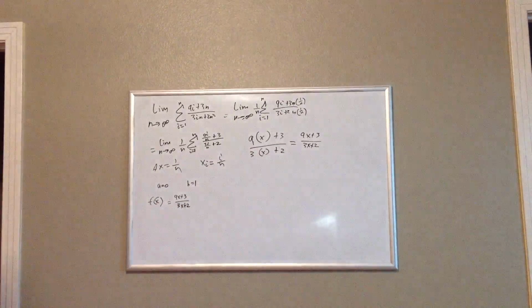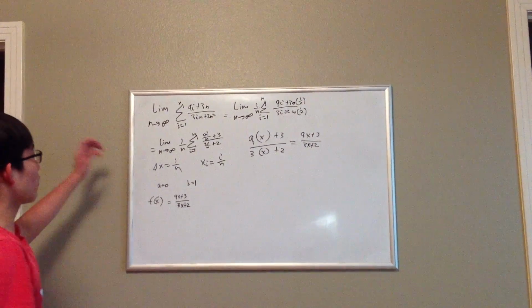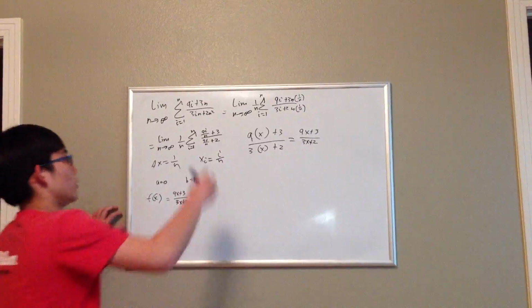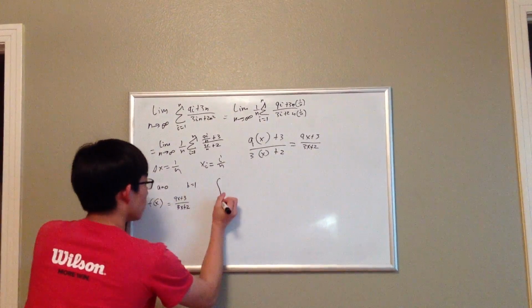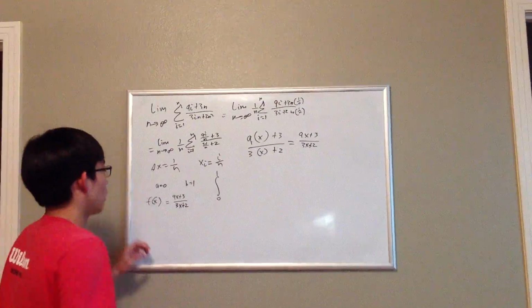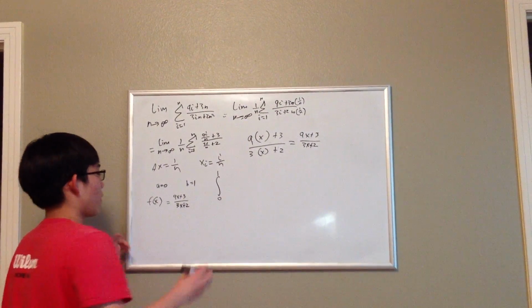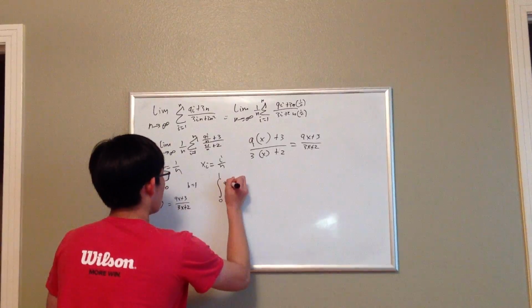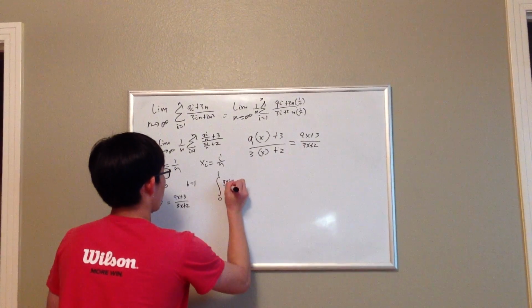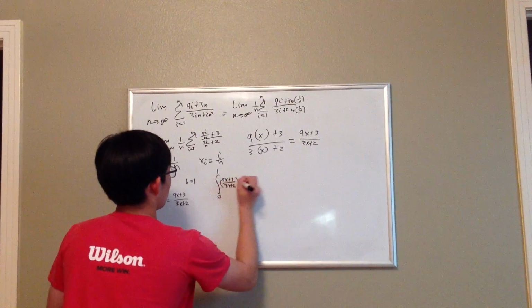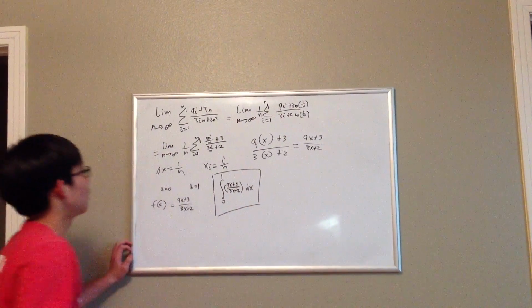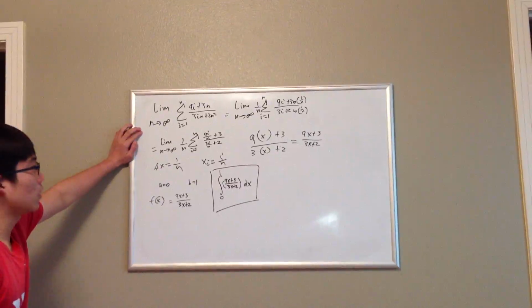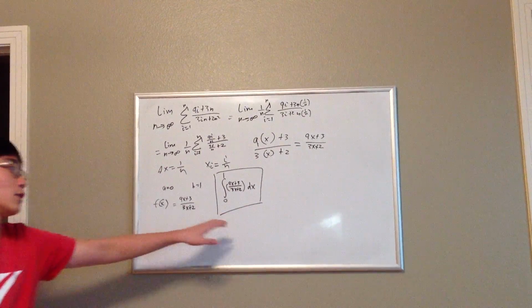Now we have all the information that we need to turn this limit definition of an integral into a definite integral. So the integral from a to b, 0 to 1, of f of x, 9x plus 3 over 3x plus 2 dx. So this limit definition translates into this definite integral.